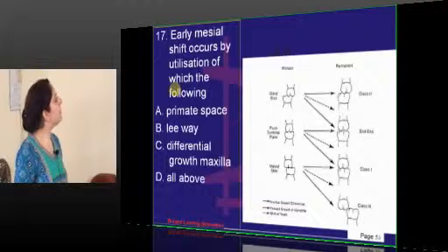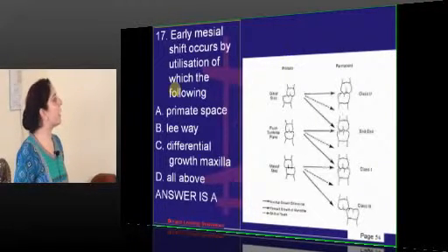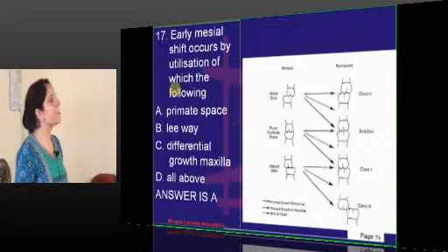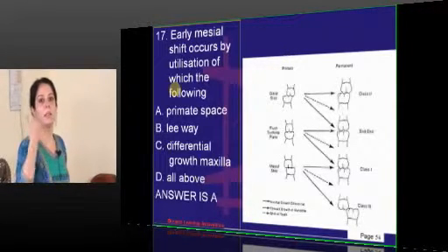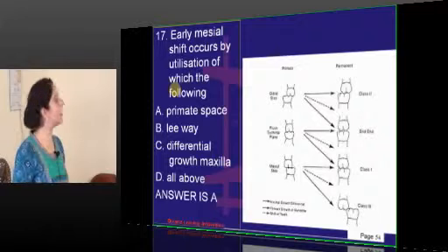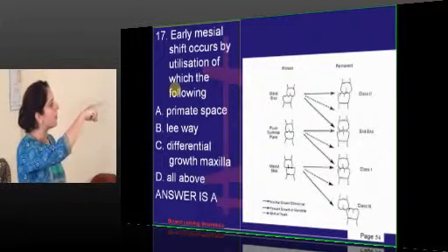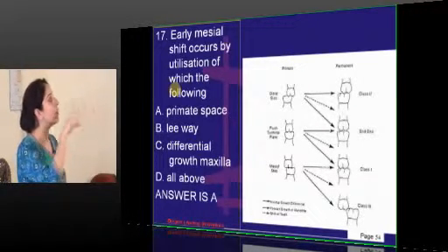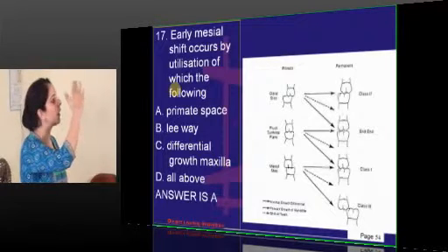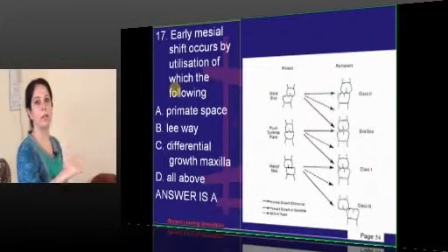Early mesial shift occurs by utilization of which of the following? The answer is primate space. Now, primate spaces are mainly found between the lateral and the canine in the deciduous dentition. So, as you see this flush terminal plane, there are two possibilities. Either you get an end-to-end relationship or you get a class 1.